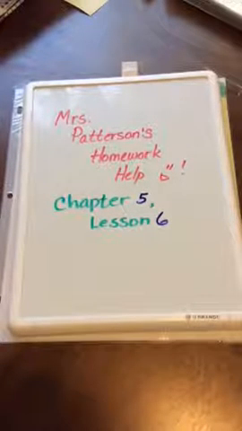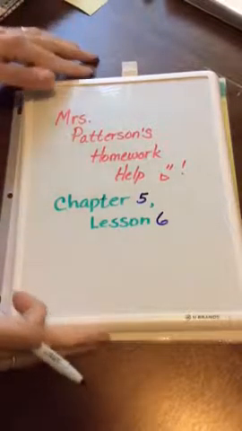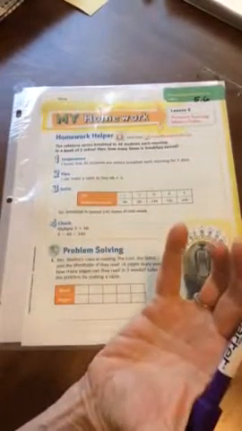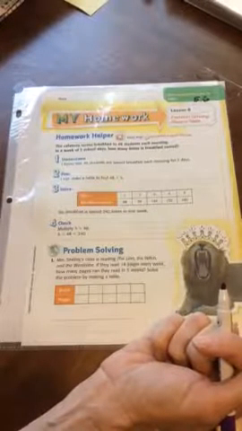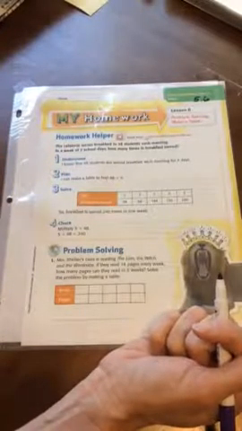Today we are on Chapter 5, Lesson 6 for Math. What we're going to be working on today is problem solving and how we can problem solve by making a table. And I like making tables because it's another way to show or illustrate what you're doing with the numbers. Again, we're going to go over the homework helper here so we can kind of get an idea of what's going on.